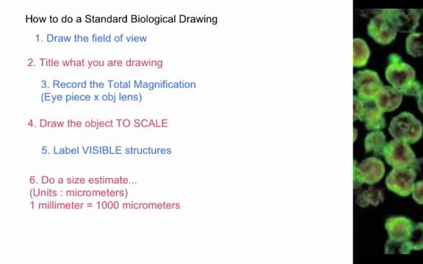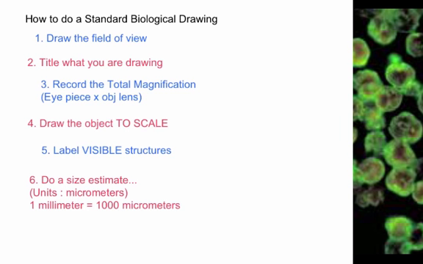So the first step when you're recording what you see is to draw the field of view. That's literally the circular area you look at when you look under the microscope. If you remember, you look through and there's this big open area, it's circular because that's the shape of the lens. The second step is to title what you're drawing.